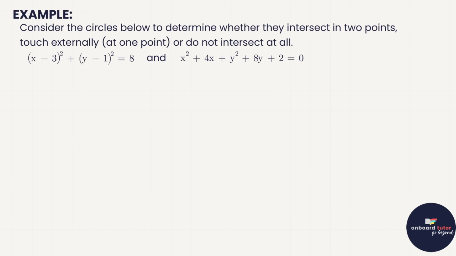Now let's have a look at some of the ways they like to ask these questions, because it's one thing to know the formulae and to know how to apply them in a straightforward question, but we need to be able to apply this knowledge. So if you look at this example, it says consider the circles below and determine whether they intersect in 2 points, touch externally at 1 point, or do not intersect at all. So basically we've got three scenarios here.